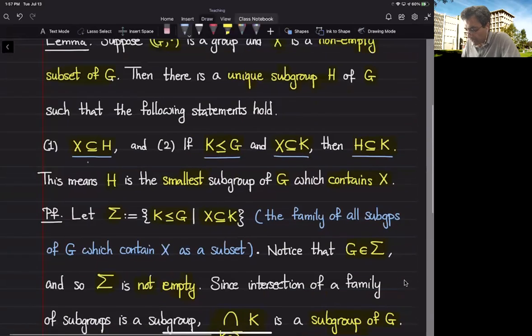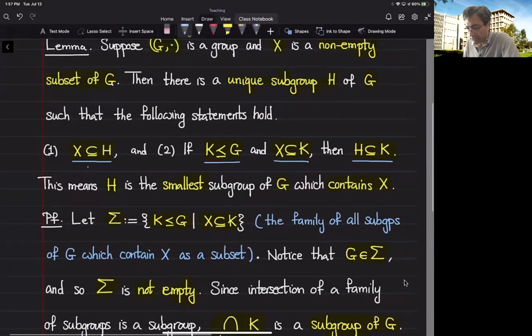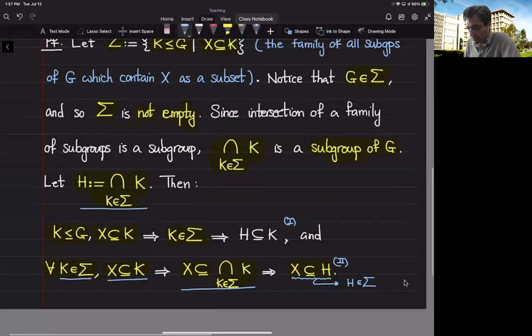Now for the second part, I start with K, that's a subgroup of G, and it contains X as a subset. So this condition and this condition. But these two conditions imply that I'm in sigma. That's what I wrote over here. So having these two conditions implies that K is inside sigma. But that of course means that it is a term inside this intersection, and therefore H is a subset of that K.